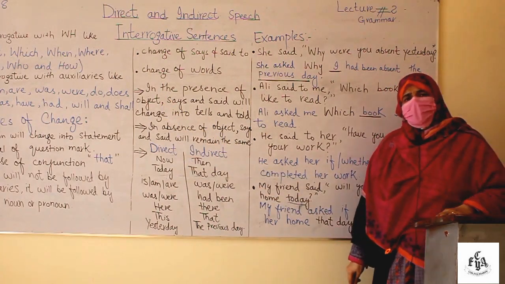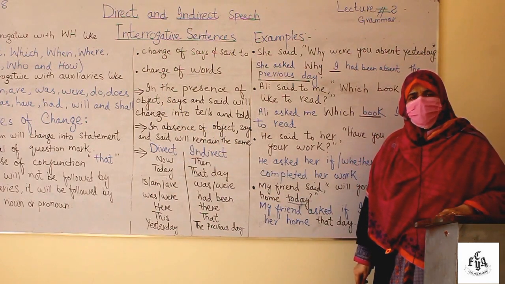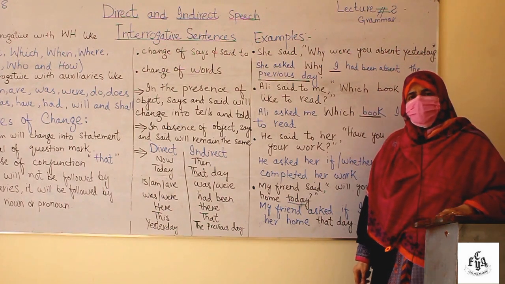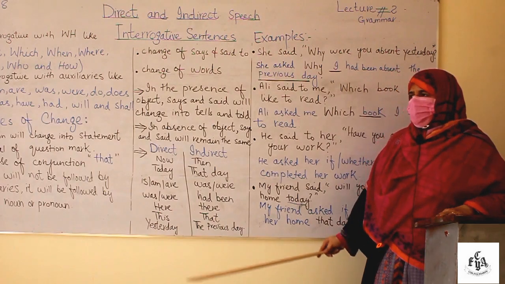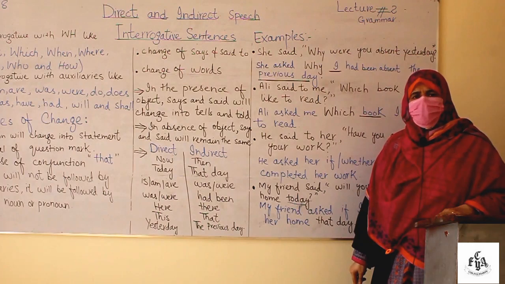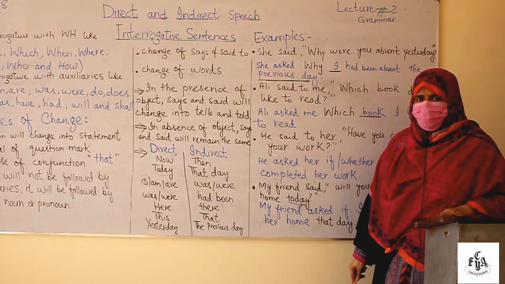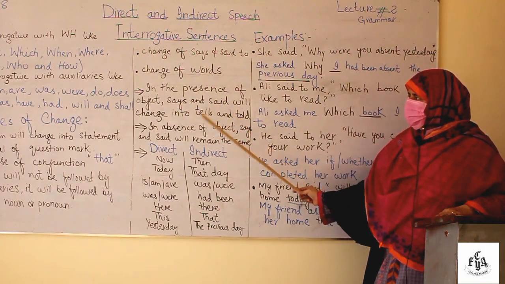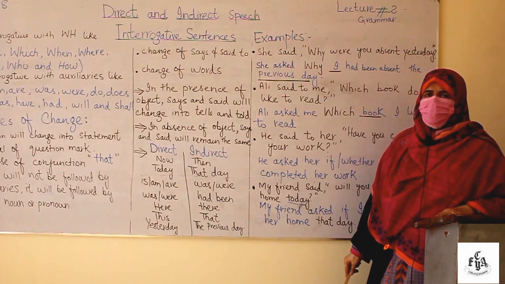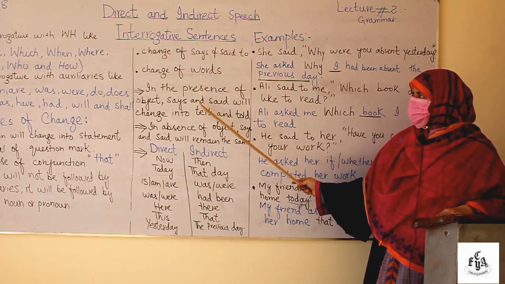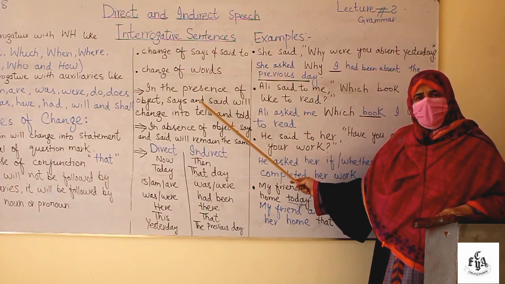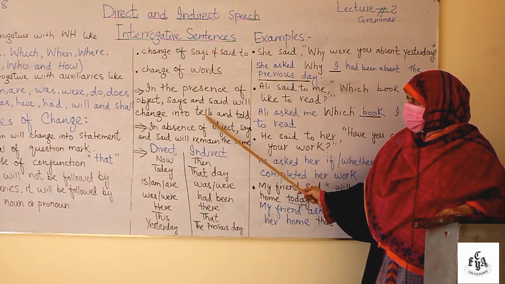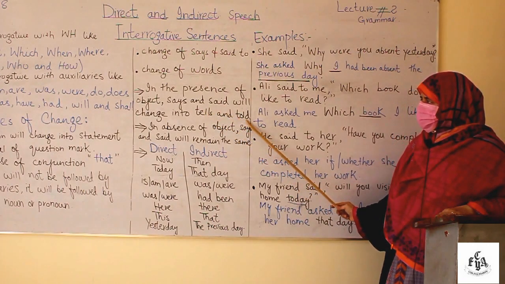I'm going to give you an example. If he said to me, or they said to him, my mother said to me, this teacher said to the students. In these sentences, the students, me, him, them are all objects. In the presence of an object, says and said to will change into tells and told. If the sentence is in present, it will change into tells, and if it is in past, it will change into told.